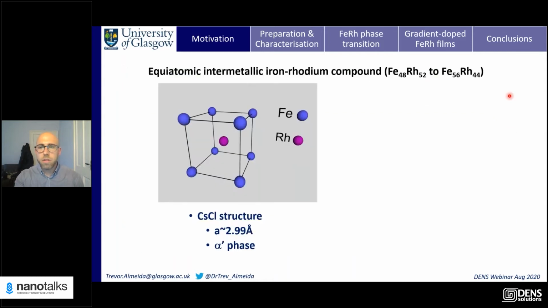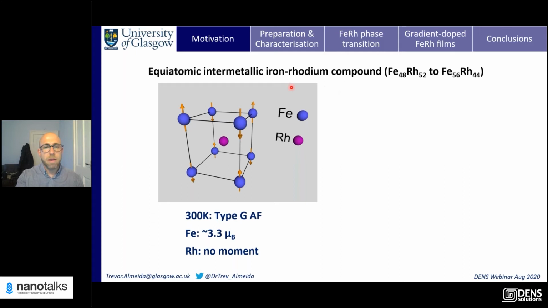So as I mentioned, the material that I'm going to show you today is a very exciting material. It's called iron-rhodium, and the phase that we're looking at is very much equiatomic, so pretty much equal proportions of iron and rhodium. And it forms this very nice cubic CsCl structure. But what's interesting is that at room temperature, we have magnetic moments from the iron atoms, but they lie anti-parallel on certain planes. So the net moment is actually cancelled out. So at room temperature, it's a very nice antiferromagnetic material.